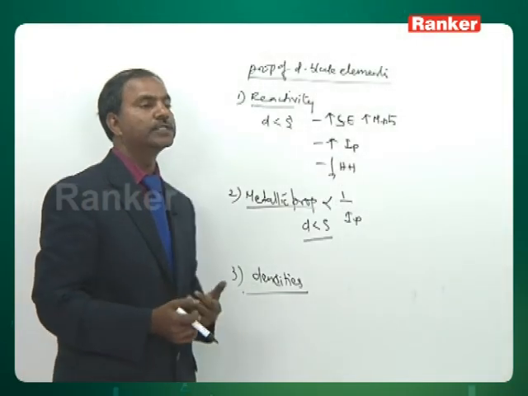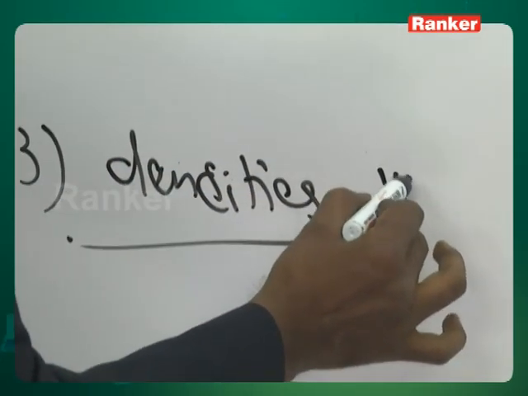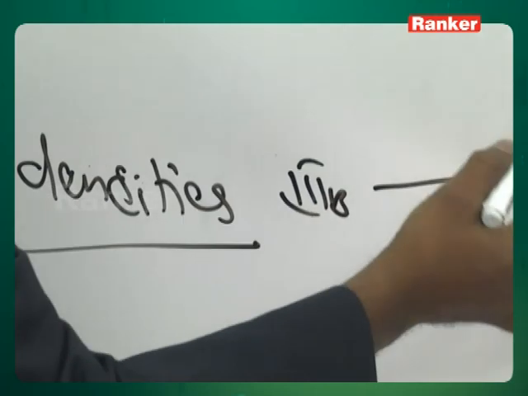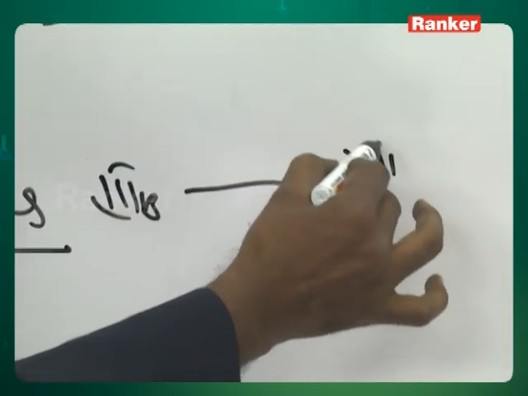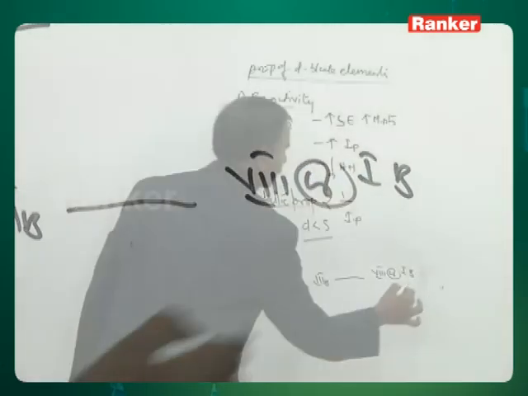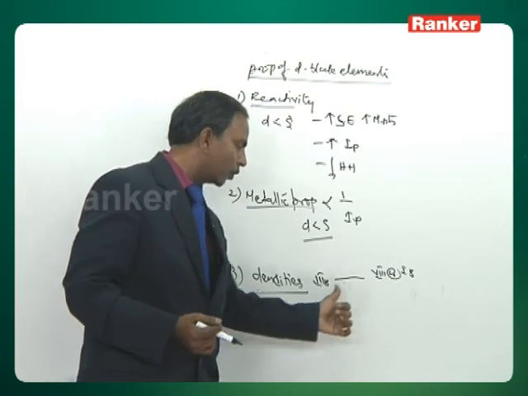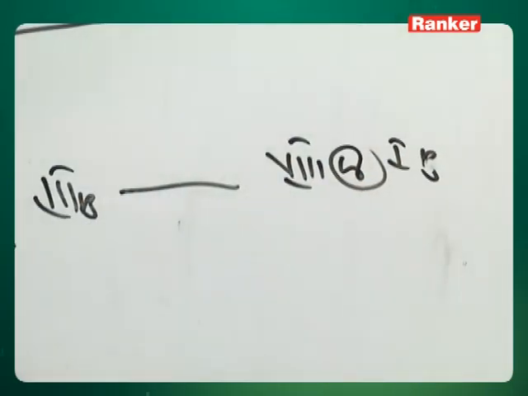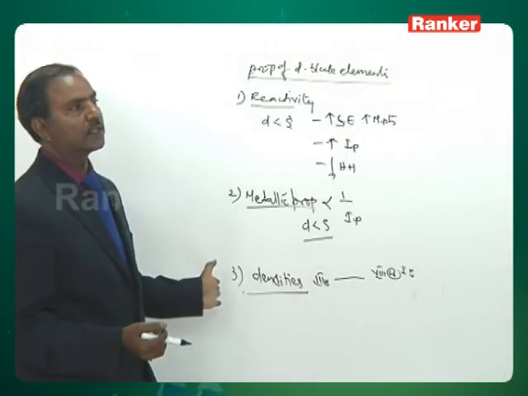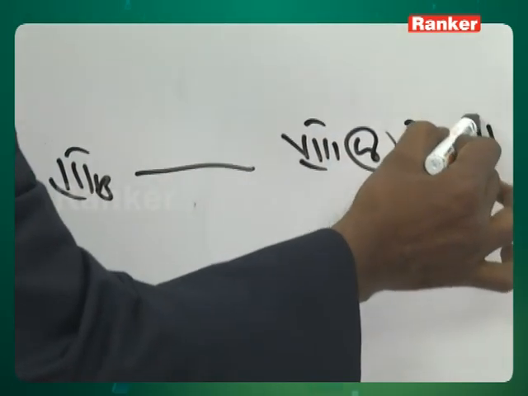Next, densities. Let us consider third B group to, consider either 8th group or up to first B group. From third B group to 8th group or up to first B group, the densities are gradually increasing. Consider the case of second B group.